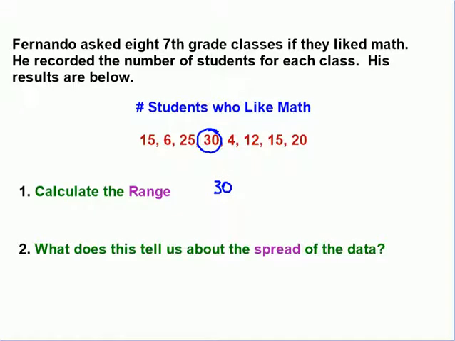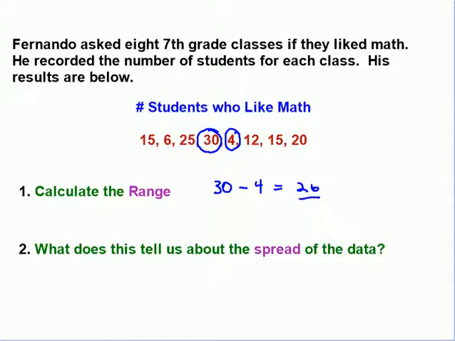Then we also need to know the lowest value. So which one is that? It's going to be right there. It's going to be 4. 4 is the lowest value, and if you remember, the range is the difference between the highest and the lowest value. So it's 30 minus 4, and 30 minus 4 is 26.